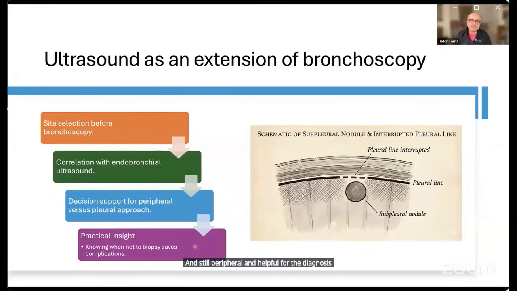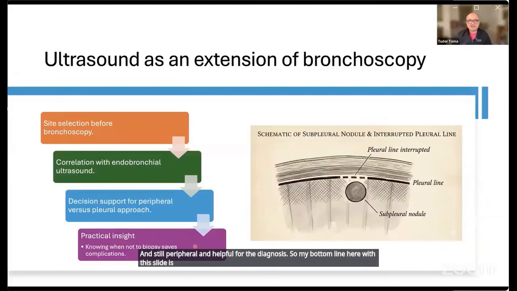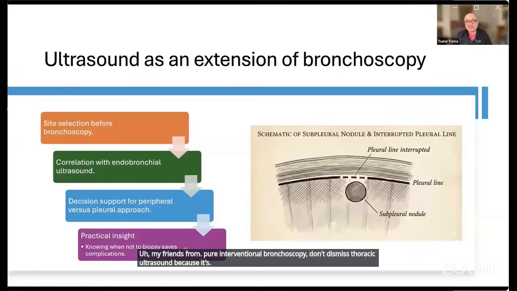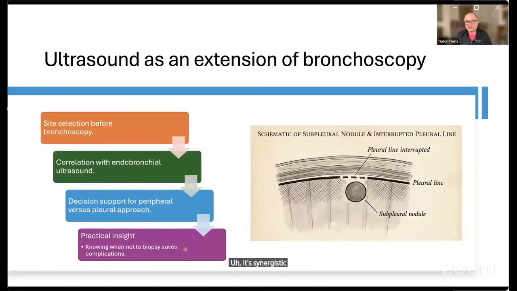So my bottom line with this slide is, my friends from pure interventional bronchoscopy, don't dismiss thoracic ultrasound, because it's synergistic, I think, with bronchoscopy, and it can help.